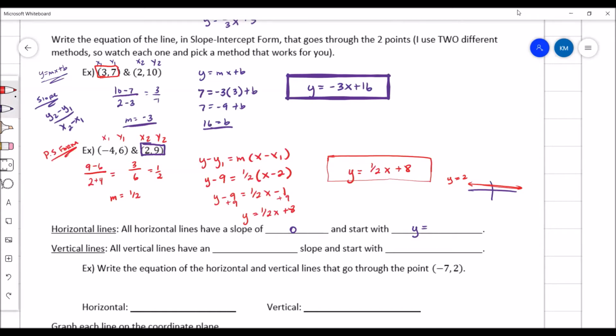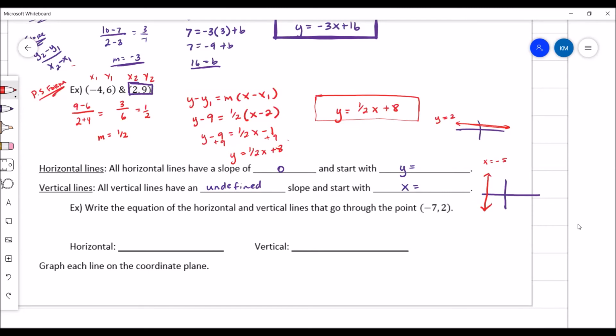Vertical lines have an undefined slope, and the equation starts with x equals. Again, vertical, think about a vertical jump here. So an example might be x equals -5, because all along this line, any x coordinate would be -5. That's one way that you can help yourself out. You just say, what are the x coordinates on this line? What are the y coordinates on this line? And then you'll see whichever stays consistent.